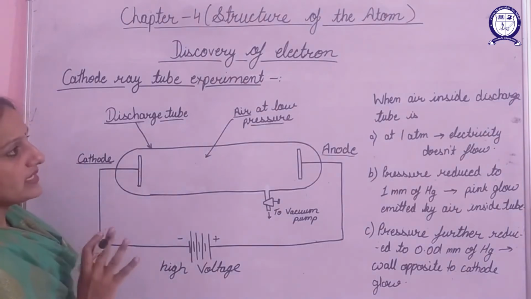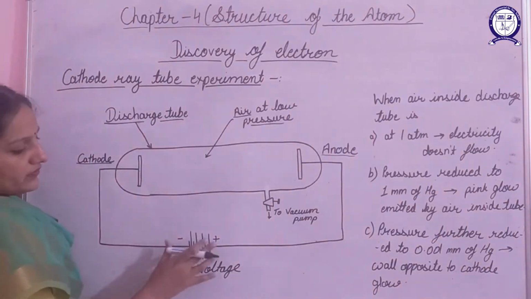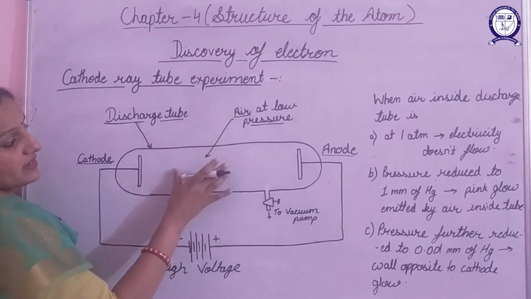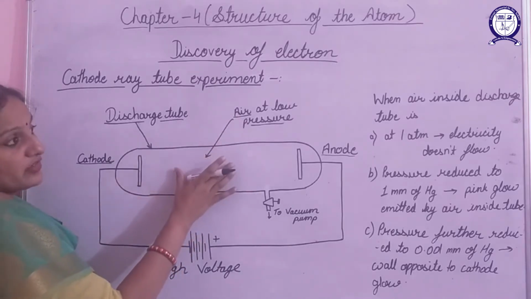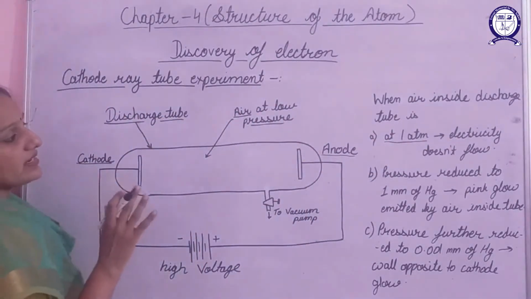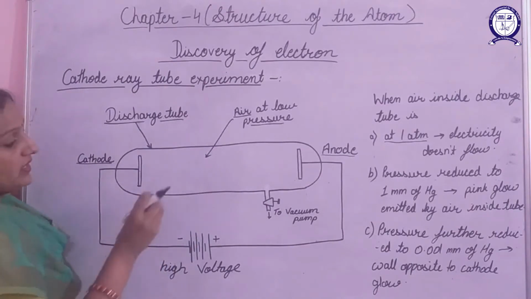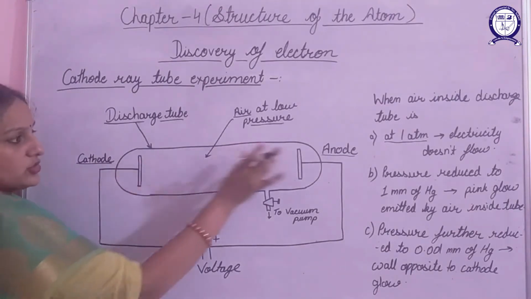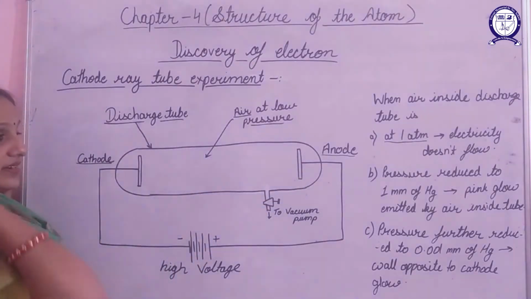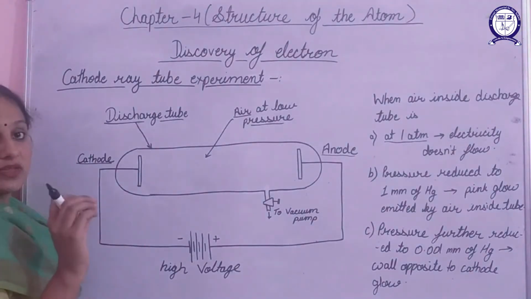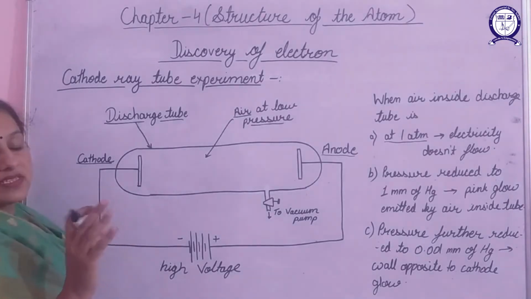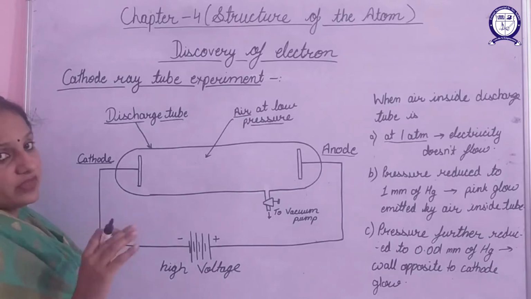Now what was observed when he connected it to the battery? In the beginning, when the pressure of air inside this discharge tube was maintained at 1 atmosphere, no electrical conductivity was observed. Electricity doesn't flow from anode to cathode. Nothing was observed at that time. The reason behind that was that gases or air at high pressure are poor conductors of electricity.